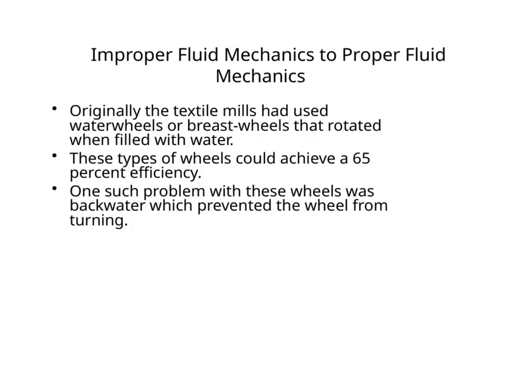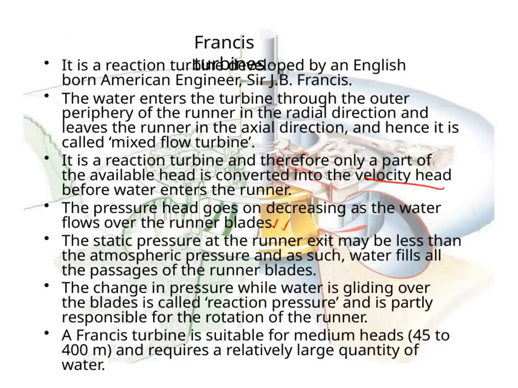Originally, textile mills relied on water wheels or breast wheels, turning as water filled them. These wheels were fairly efficient, about 65%, but they had a major drawback. Backwater would build up and stop the wheel from turning properly. This slide shows the shift from using less effective fluid mechanics to adopting better, more efficient designs that solved these issues and kept the wheels turning smoothly.